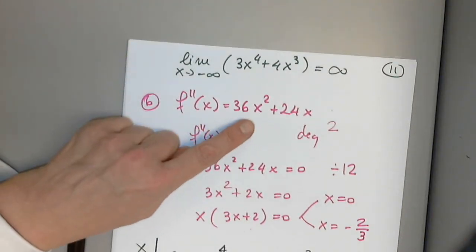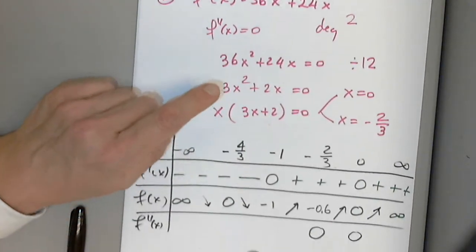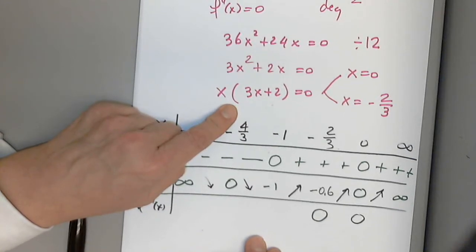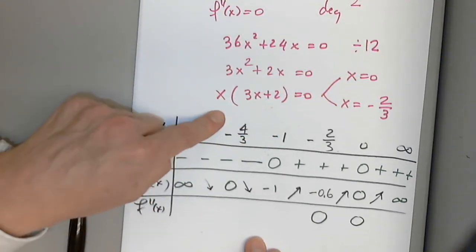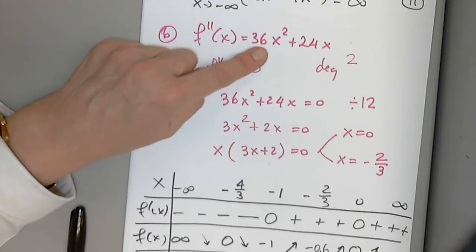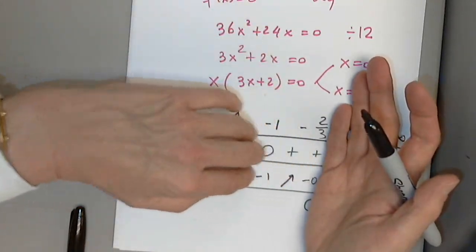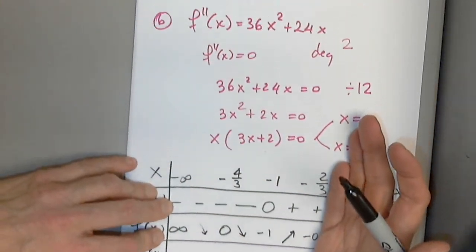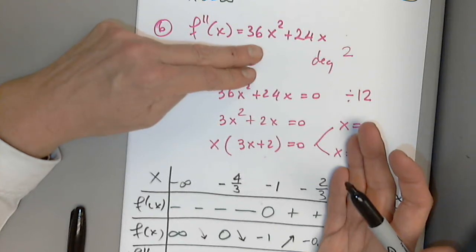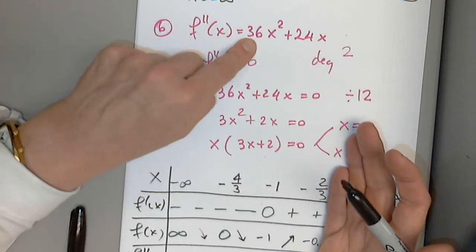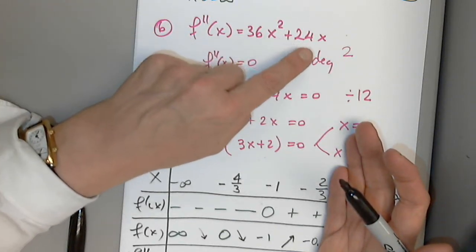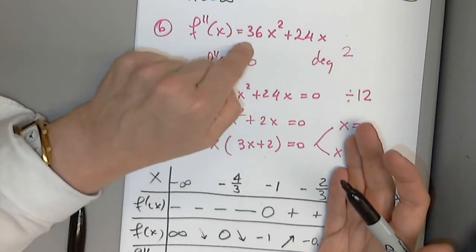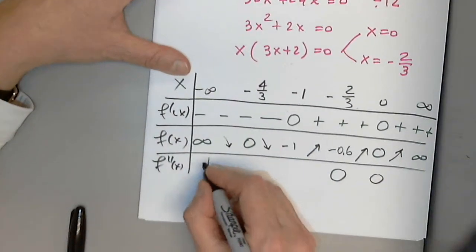This is the second derivative. I prefer this. With a 12, without a 12, it doesn't make any difference. Or this. So let's plug in a number to the left-hand side of negative 2/3, like negative 10. 36 times 100 minus 240. Is this positive? Indeed. Of course it's positive.